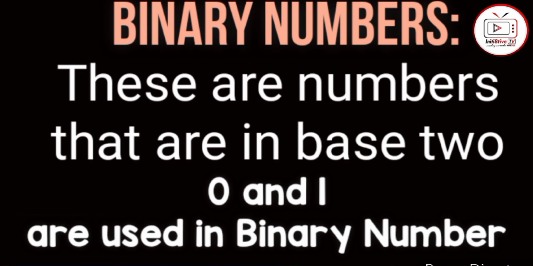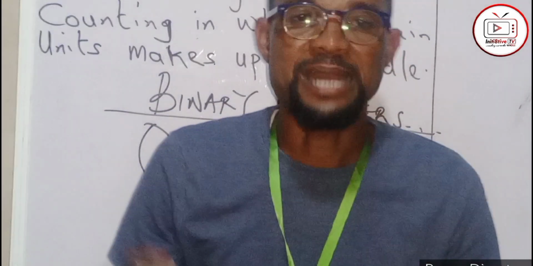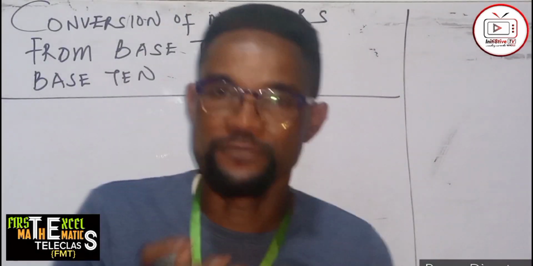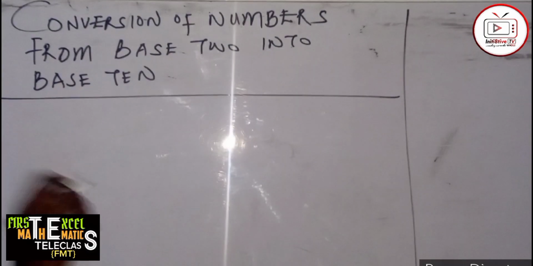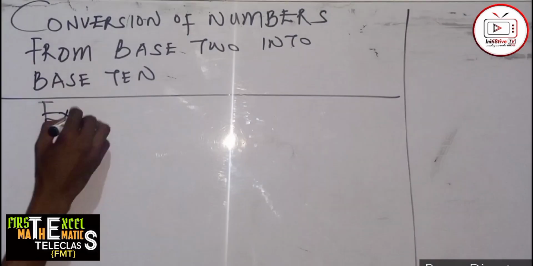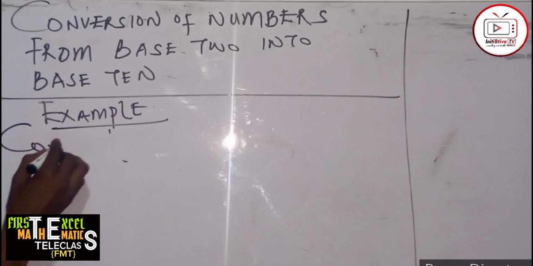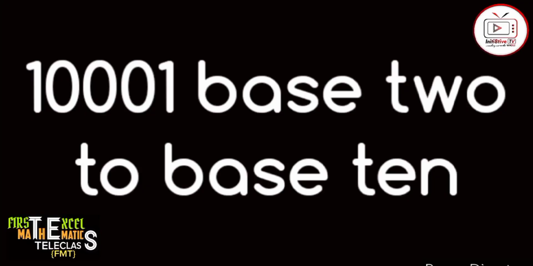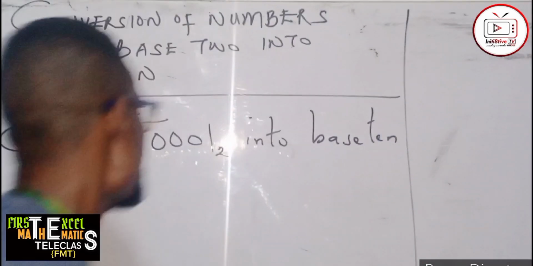Alright, we are going to move into a particular subtopic under binary numbers, and that subtopic is conversion of numbers from base 2 into base 10. Let me assume we have a particular question like this. Convert 1, 0, 0, 0, 1 base 2 into base 10. What are we going to do? We are going to use 3 methods, but let's start from the first method.